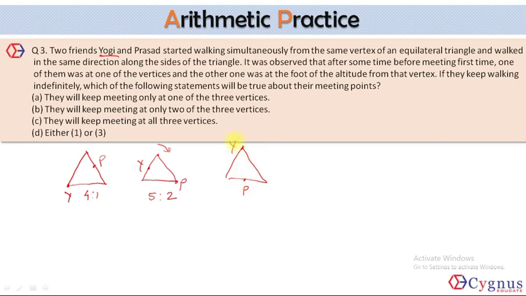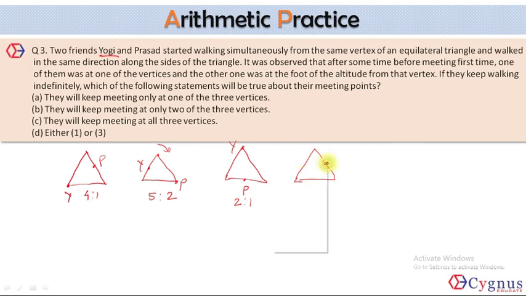Maybe Yogi will come again at the starting point and Prasad will reach here. This could be the third case because we know that before meeting for the first time, one of them was at one of the vertices and the other one was at the foot of the altitude from the vertex. That means the midpoint of this side. So Yogi has covered 2 plus 2 plus 2, that is 6, and by that time Prasad will cover only 3. So the ratio of their speed will become 2:1.